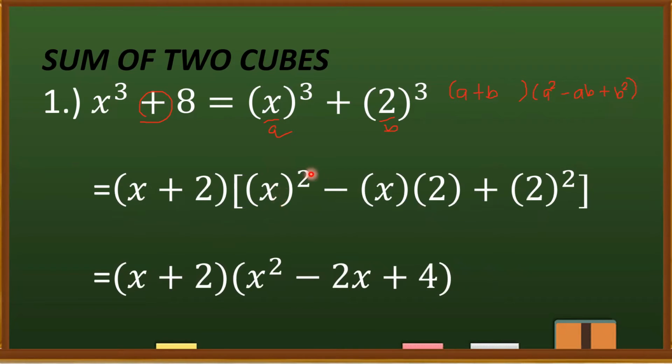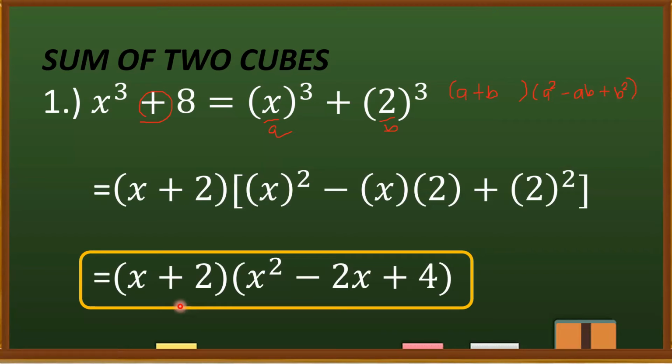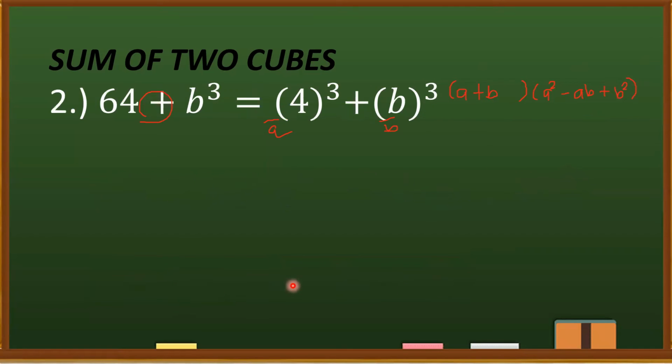And then get the square of x. x squared is x squared. Negative times x times 2, that is negative 2x. Then 2 squared is 4. Okay, so these will be our factors. We have the quantity x plus 2, and then the quantity x squared minus 2x plus 4. Okay? So, kaya mahalaga na memorize natin yung formula. Kasi kapag memorize na natin yung formula, substitution na lang siya. Okay, so we have one binomial factor and one trinomial factor. Okay, another example.